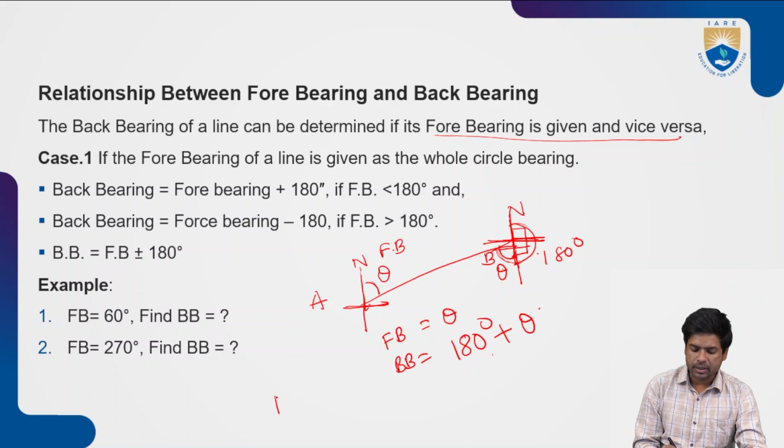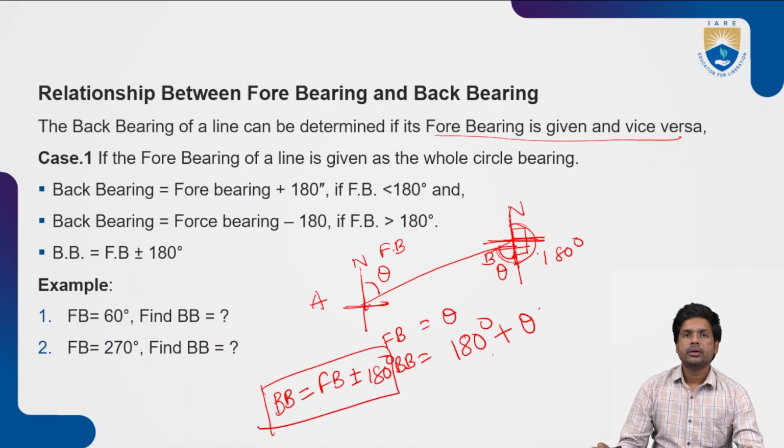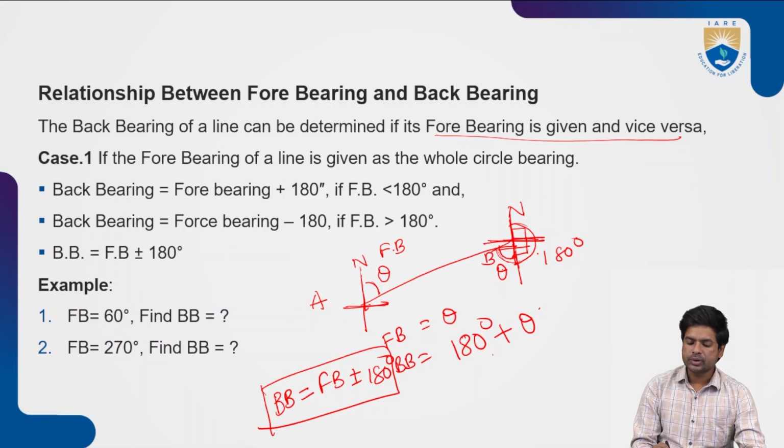So back bearing is equal to theta. In place of theta you can write fore bearing. So fore bearing plus or minus 180 degrees. This is the relationship between the fore bearing and back bearing. So when you have the data regarding the fore bearing, you can find out the back bearing also. So this is one condition.